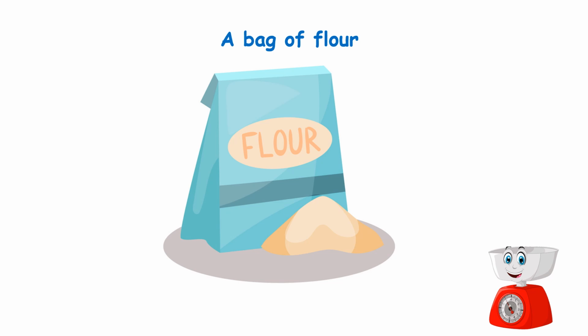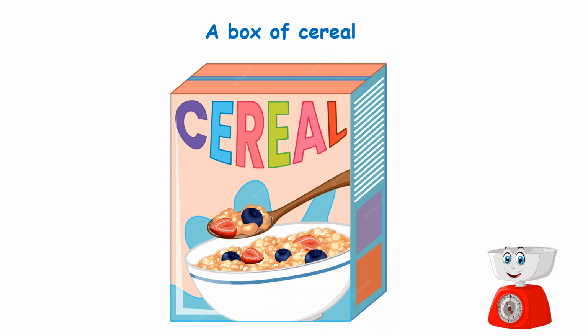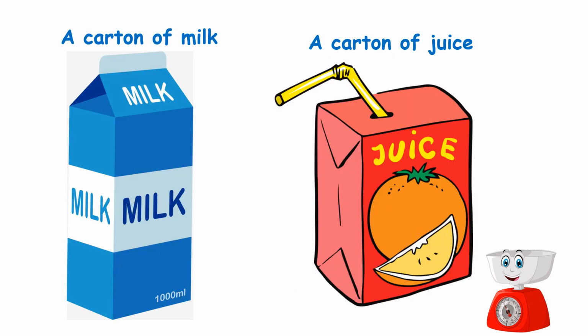A bag of flour. A box of cereal, it's a breakfast. A carton of milk. A carton of juice. In British English, we use carton, whereas in American English, they use a box of milk. A juice box, a box of juice.